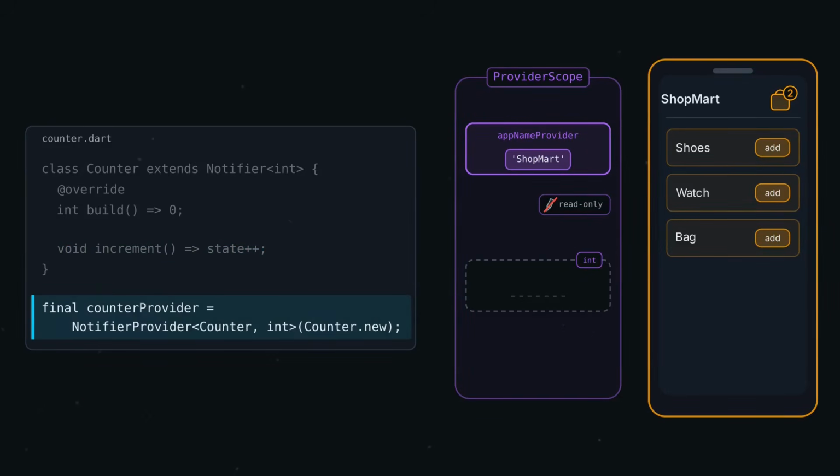And the last line pairs the class with a name. NotifierProvider<Counter, int>. Two types. The class Riverpod builds and the type of state it holds. Counter.new just tells Riverpod how to construct the class when it is first needed. No brackets after new. You hand Riverpod the constructor and Riverpod calls it once on the first read. So remember the split. The class holds the logic. The provider gives it a name and a home in storage.